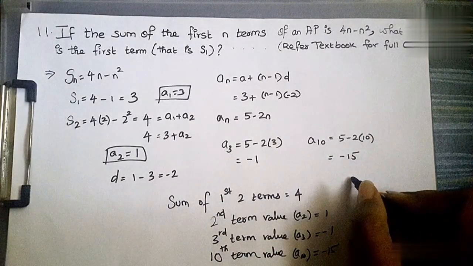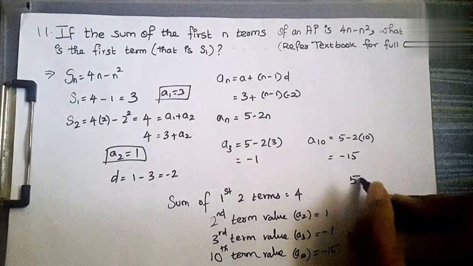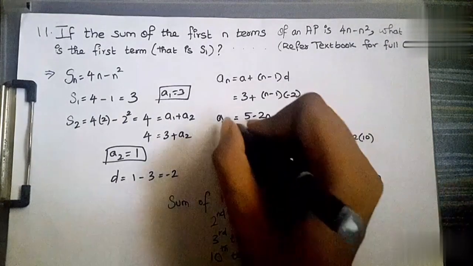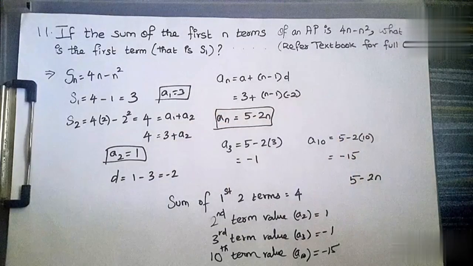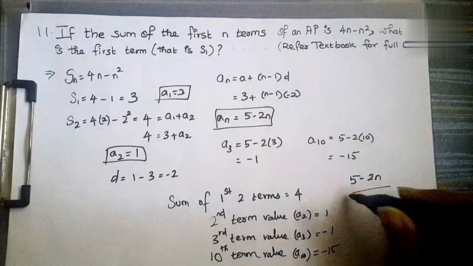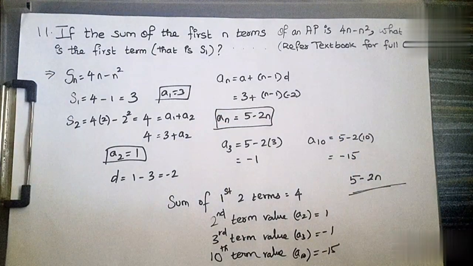Similarly the nth term is 5 minus 2n, right? This one will be your nth term value. When you substitute the value for n, you get the term value.